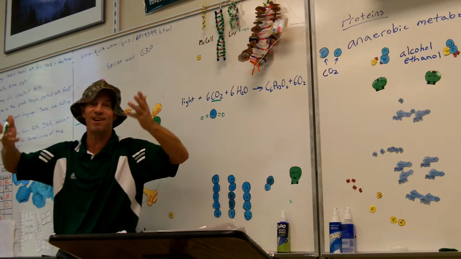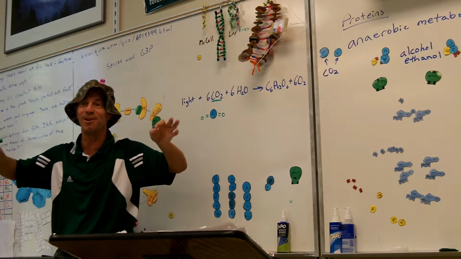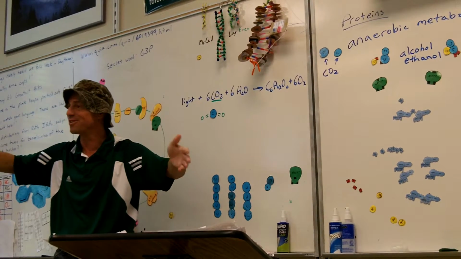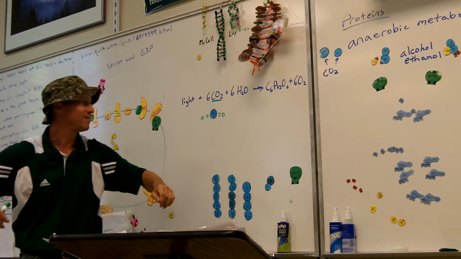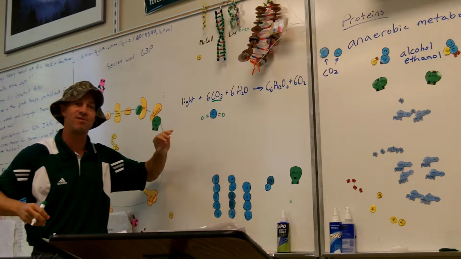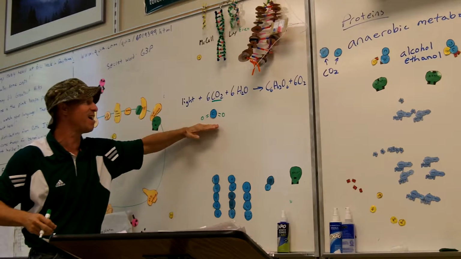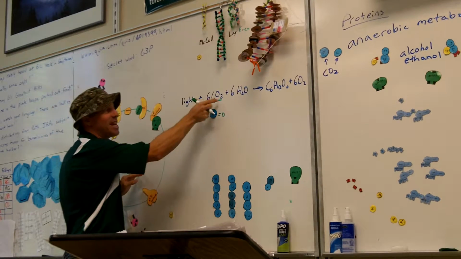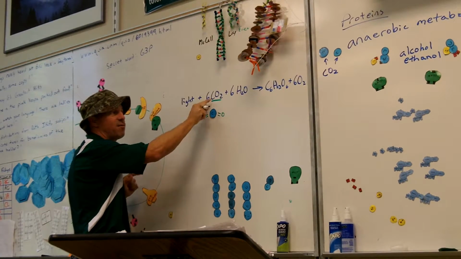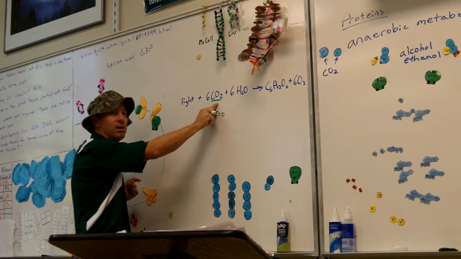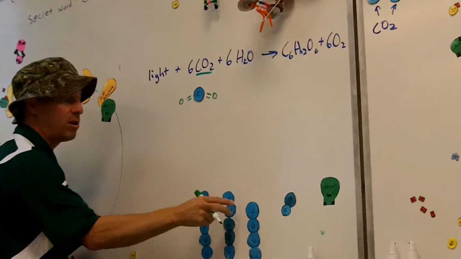Humans are driving up the amount of carbon dioxide in the atmosphere by burning trees and fossil fuels. 0.4% of the atmosphere is carbon dioxide. And that's enough. That's what plants need. And they'll take carbon dioxide. Now, what does the 6 in front of the carbon dioxide mean? There's 6 of them.